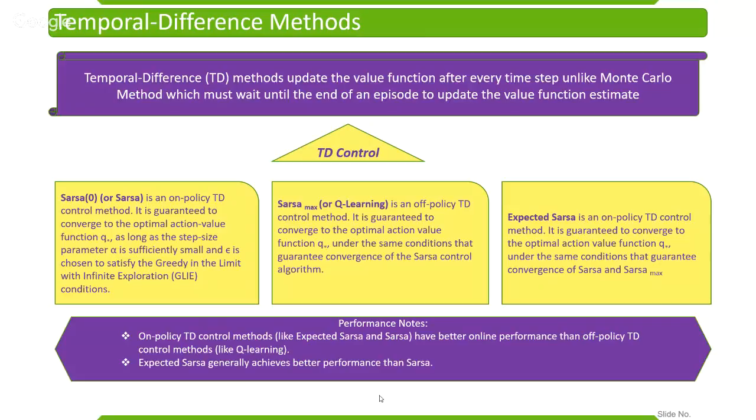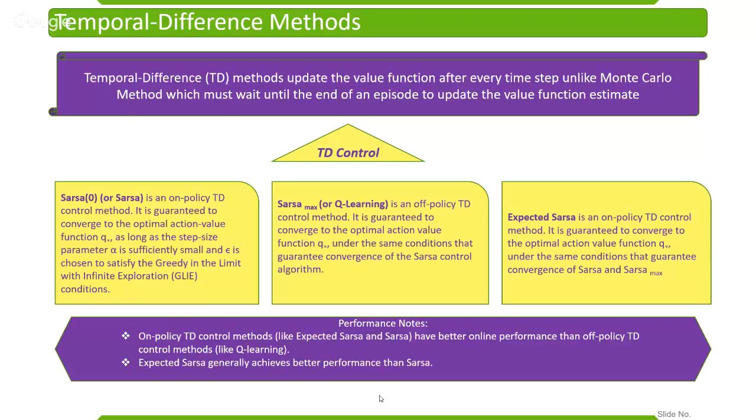And then we have SARSA Max, which we often call Q learning also. It's an off policy control method. It's basically the same, but with a slight difference that, to converge to the optimal value, it also makes note of the maximum action that would increase the cumulative return in a way. It also takes that into account.